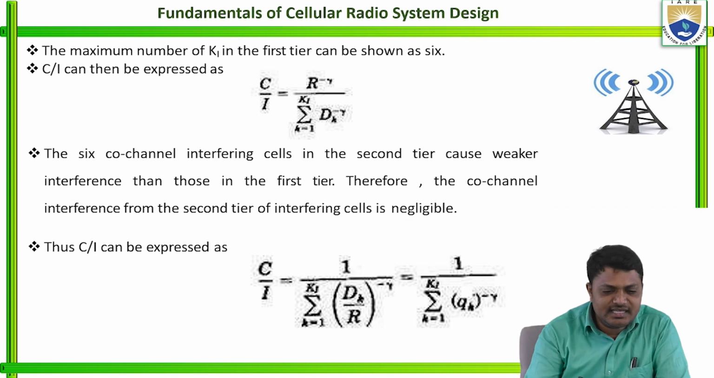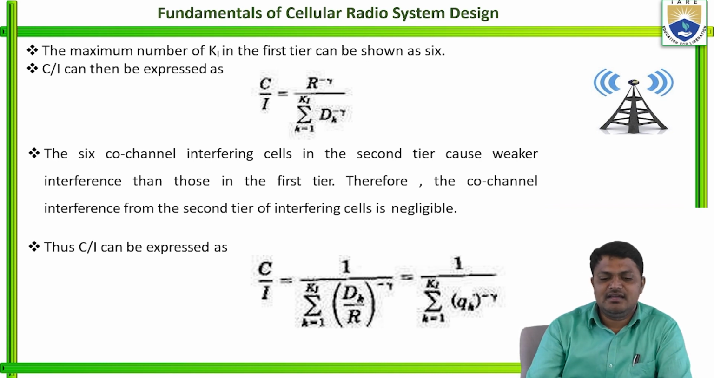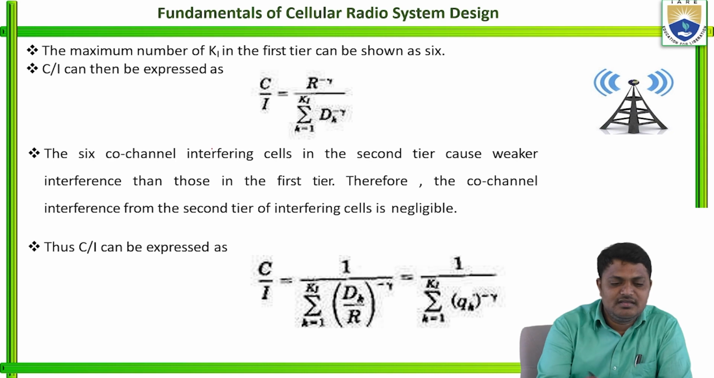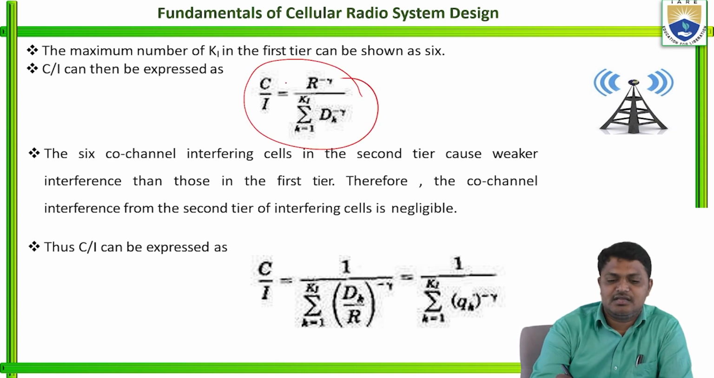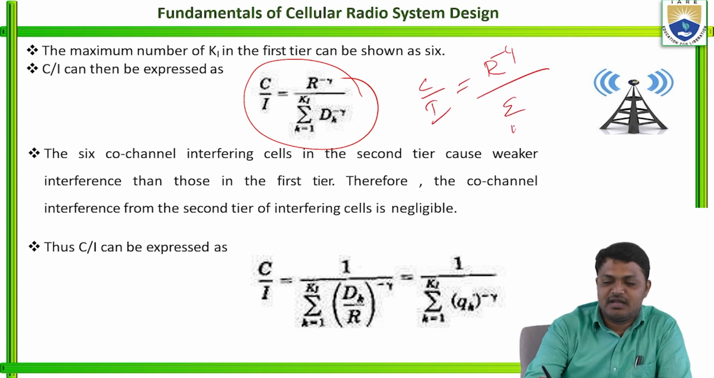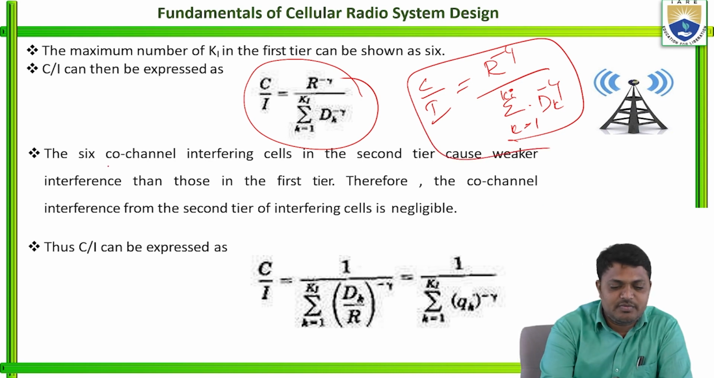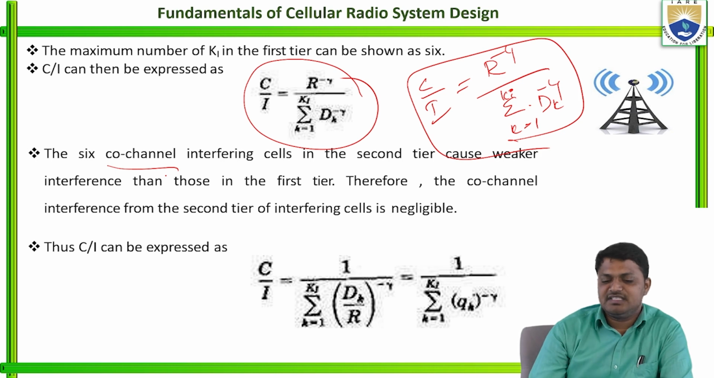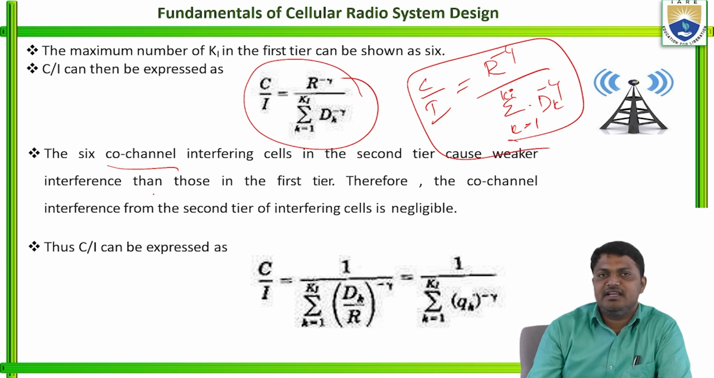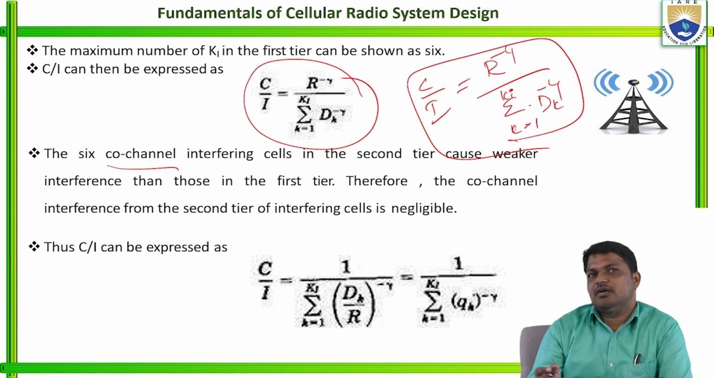Then again, the maximum number of Ki in the first tier can be shown here. C by I is equal to R power minus 4 by the sum over k equal to 1 to Ki of dk power minus 4. Next, for example, 6 channels are available. The second tier of interference cells causes weaker interference than the first tier, because the co-channel interference from the second tier is negligible.